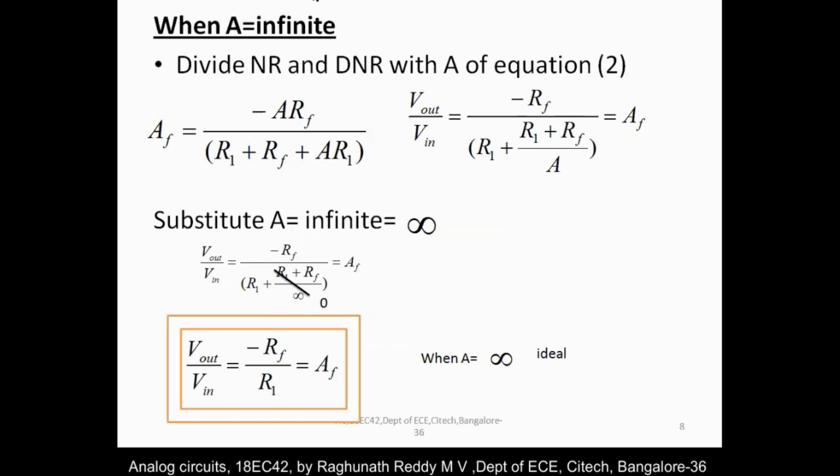Next, when A is infinite, we have to calculate the closed loop gain. We have to divide the numerator and denominator by A in equation 2. If we divide by A, in the numerator we get minus RF divided by R1 plus RF by A. Then substitute A equal to infinity for an ideal op-amp, so that (R1 plus RF)/A is 0. So V out by V in equal to minus RF by R1, that is equal to AF. This is the closed loop gain when A is infinite.